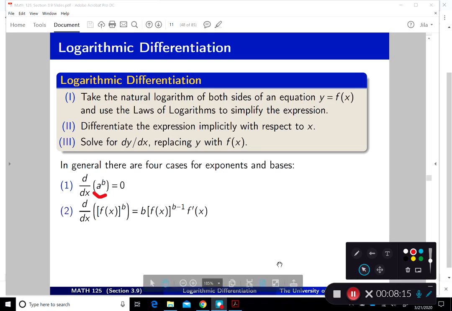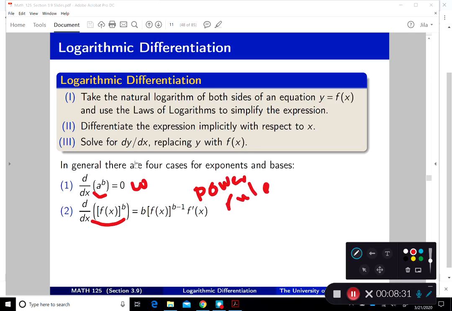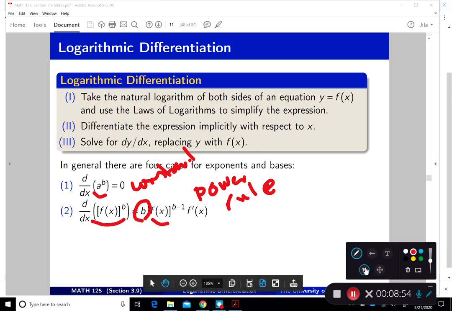And then you can have a function to a constant. If you have a function to a constant, then it's a power rule. So that one was a constant rule. This one is a power rule. And so what do we do with the power rule? You bring the power down, then you multiply by the function to the power, this is the general power rule, to power 1 less, then you take the derivative of the inside.